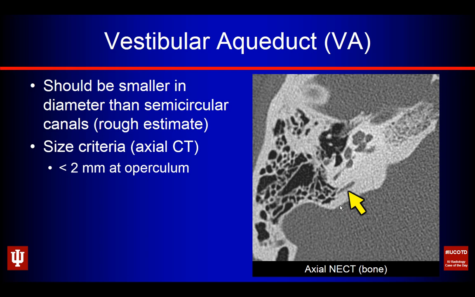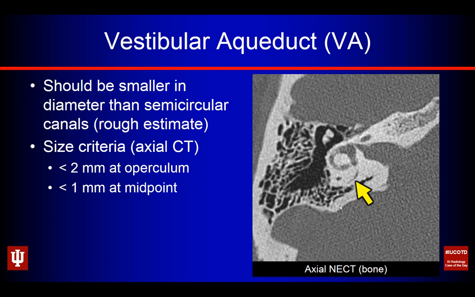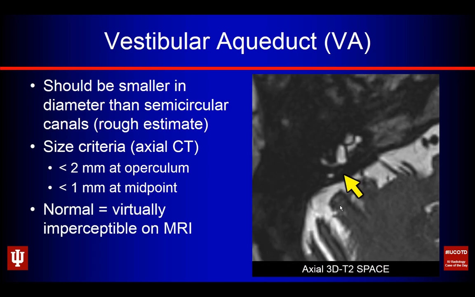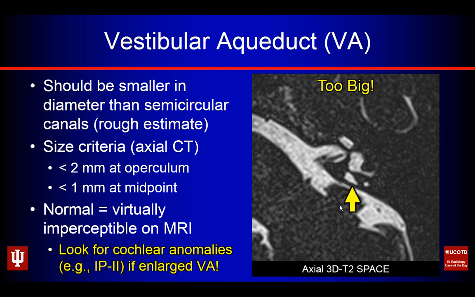And if you sort of work your way inward, it's going to point down toward the vestibule, and you can see it gets more narrowed. At its midpoint, it should be less than 1 millimeter in diameter. So you can use those measurements if you'd like. And one of the things that I think is helpful is when you look at it on MRI, this sort of falls under that same category as it should be almost imperceptible. If it's too big, if you see it too well, here's an example of it being too big, you need to start looking for other inner ear abnormalities like an IP2 or an incomplete partition type 2 anomaly when you see that enlarged vestibular aqueduct. An enlarged vestibular aqueduct is a finding that is associated with sensory neural hearing loss, and it's something that the otologists want to know about.